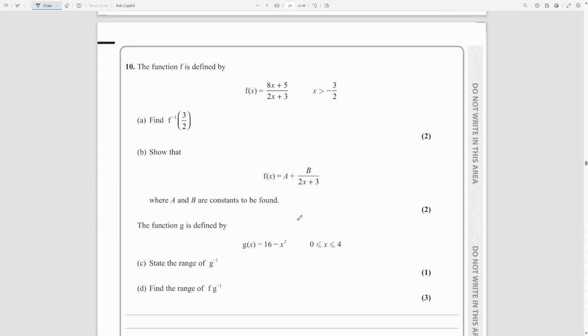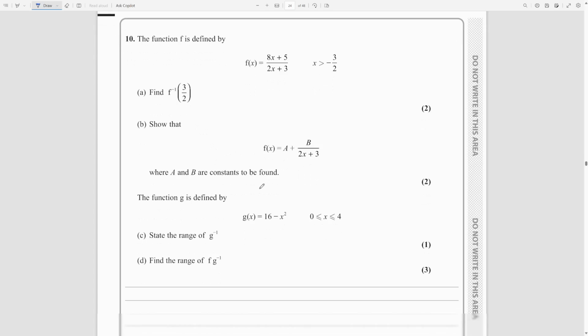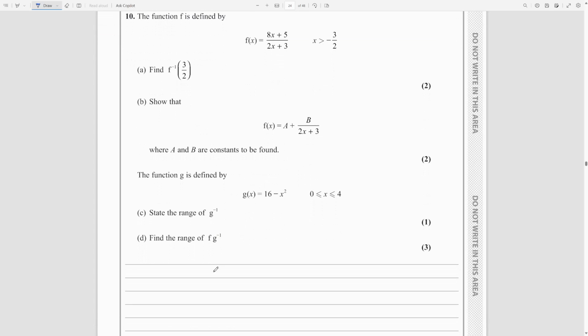Question 10. f of x is 8x plus 5 over 2x plus 3. X is always greater than minus 3 over 2. Find inverse f of 3 over 2. Now, we don't actually need to find the inverse function of this to solve this question. We could, but we don't need to. It's actually easiest to just solve 8x plus 5 over 2x plus 3 equals 3 over 2, right? Because that's basically setting f of x equal to 3 over 2, and therefore x is going to be the inverse of 3 over 2.